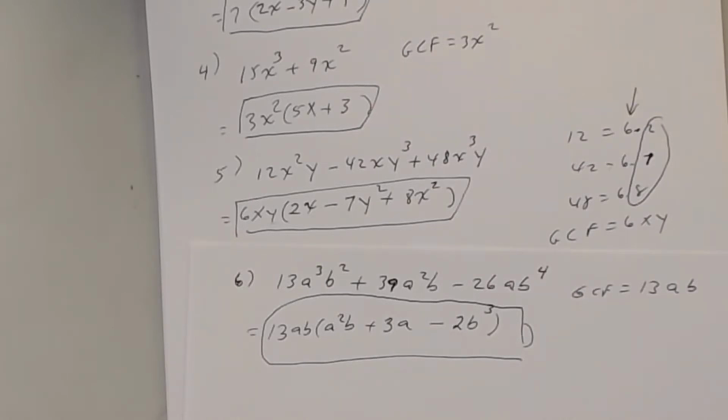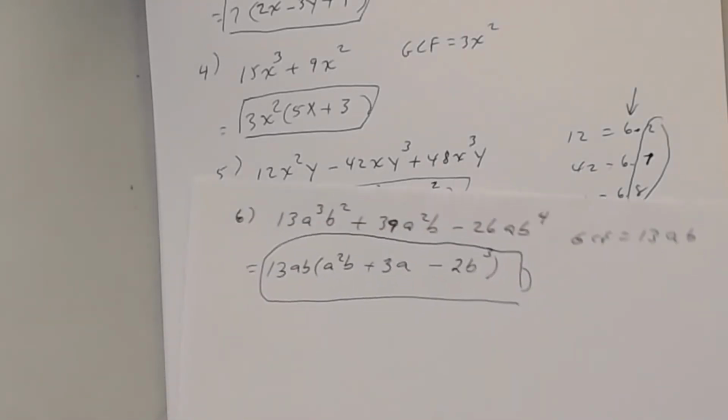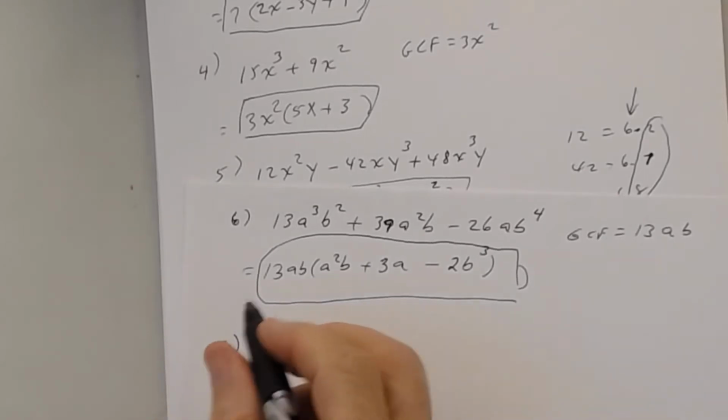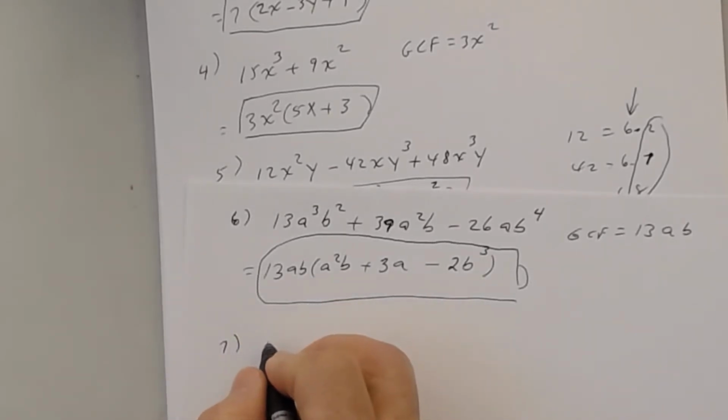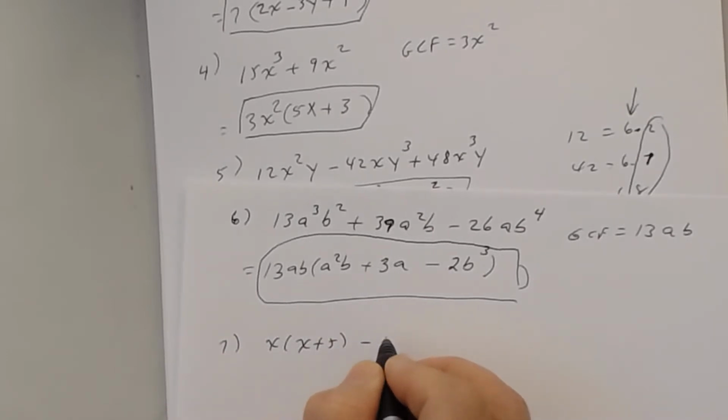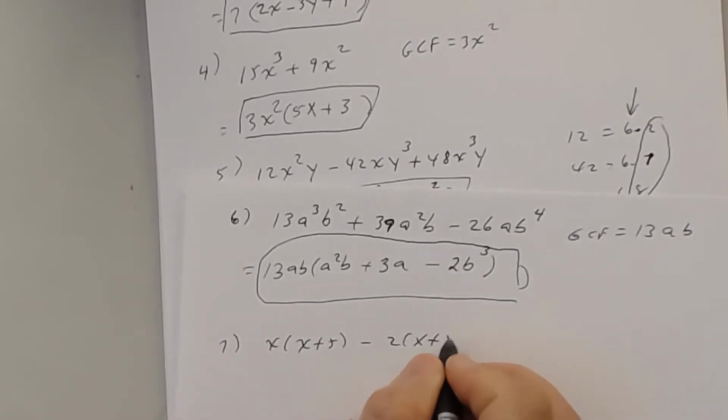Okay, now number 7. When you look at number 7, that idea is going to be important when we talk about grouping. You're still looking for a GCF. It looks like this: x times (x plus 5) minus 2 times (x plus 5). So go ahead and write that down.